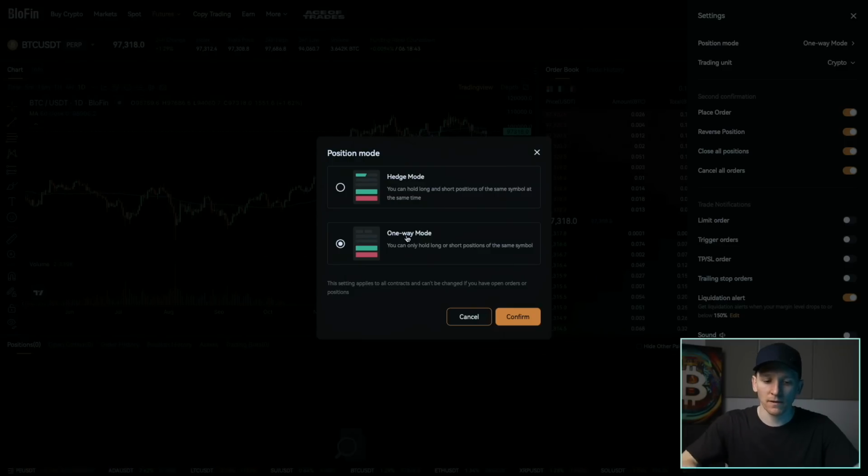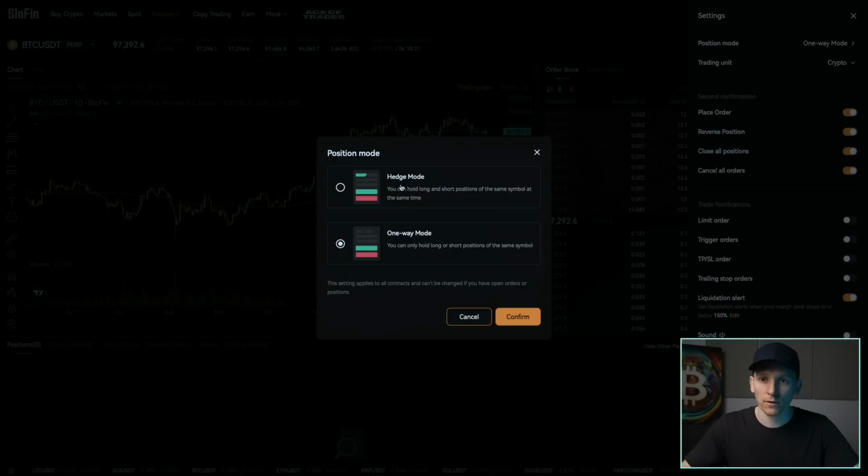One-way mode means that you can only open one way per currency pair. So let's say I'm long $1,000 and now I want to go short $1,000. Well, I can't open a separate short trade. What I have to do is close my long and then go short and open a brand new trade that's short. So I can't open a long and a short at the same time.